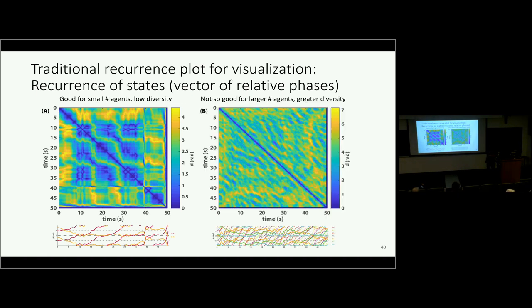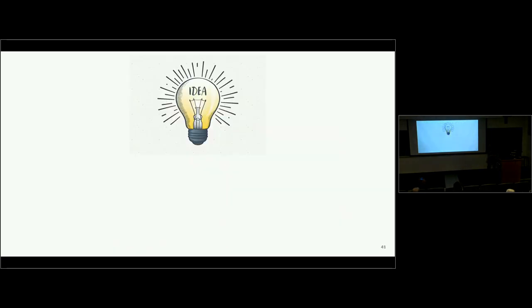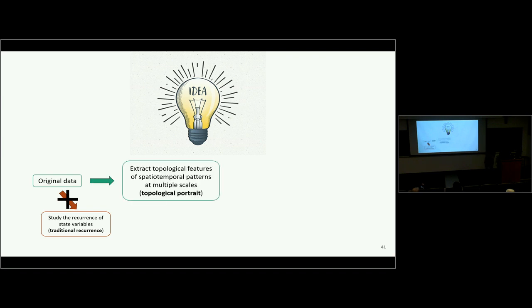I'm not sure. It looks like as much of a mess as before when I just showed you all these squiggly curves. So we need some new tools to deal with these highly complex dynamics. So I have an idea. What if, given the original dynamics, I do not study the recurrence of the state variables themselves or the relative phases themselves? Instead, I analyze some topological features in these dynamics and construct a topological portrait of the dynamic patterns. And I study the recurrence of those topological features instead.